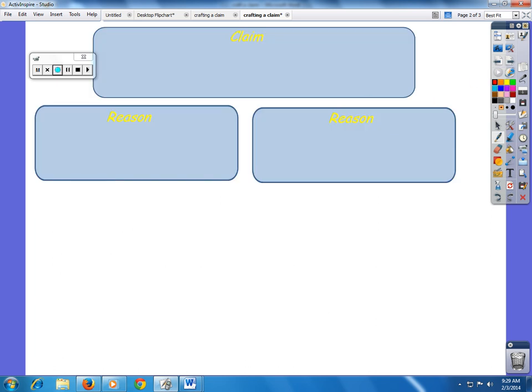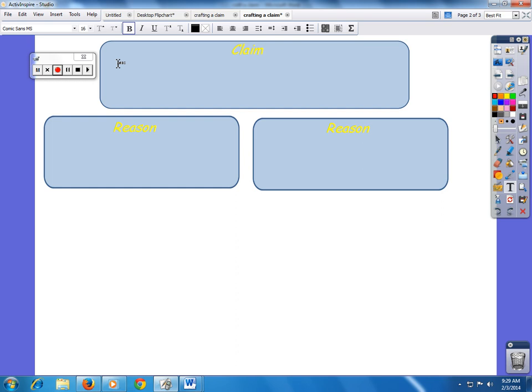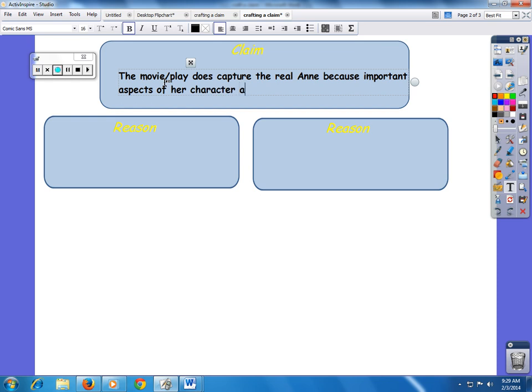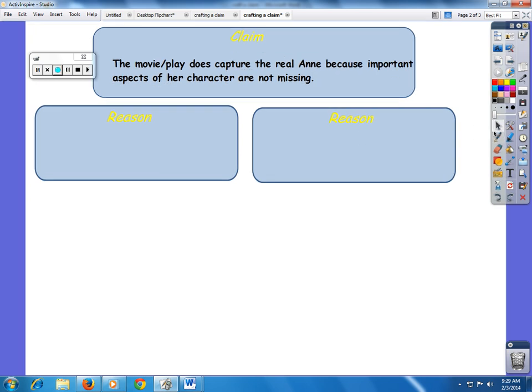So, I'm going to write the full thing up in here, and you should have your own graphic organizer ready, and you are going to write your own claim in that box. So, the movie play does capture the real Anne because important aspects of her character are not missing. Here's my claim. So go ahead and write your own claim in your graphic organizer. You can pause the video to do this.